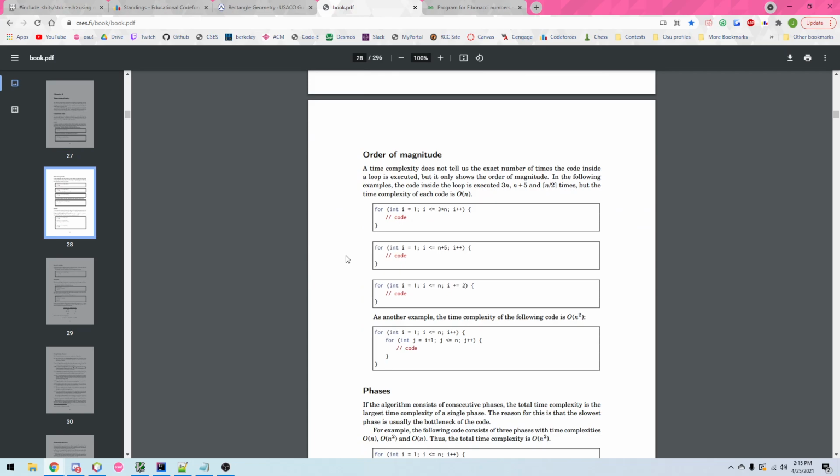So, order of magnitude. Oh, this is what I was trying to show you the other day, Jason, but I couldn't find it when I was skimming through. Time complexity doesn't aim to tell us the exact number of times the code will be executed, but it shows the order of magnitude, or more so how our program will scale.